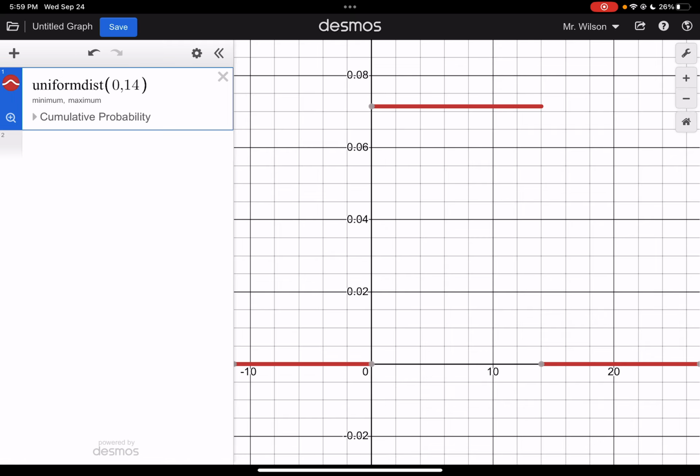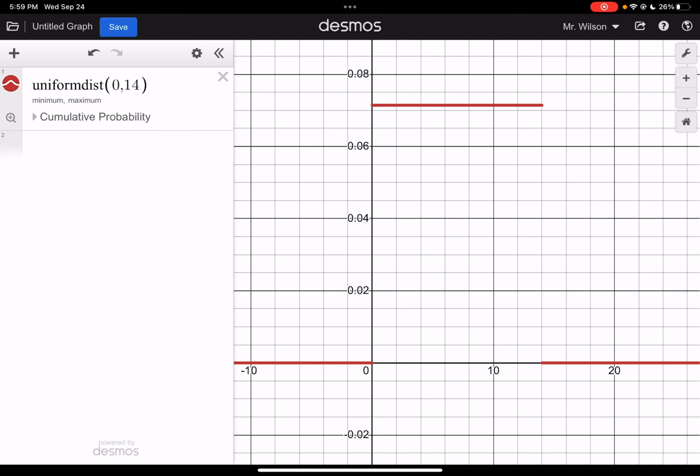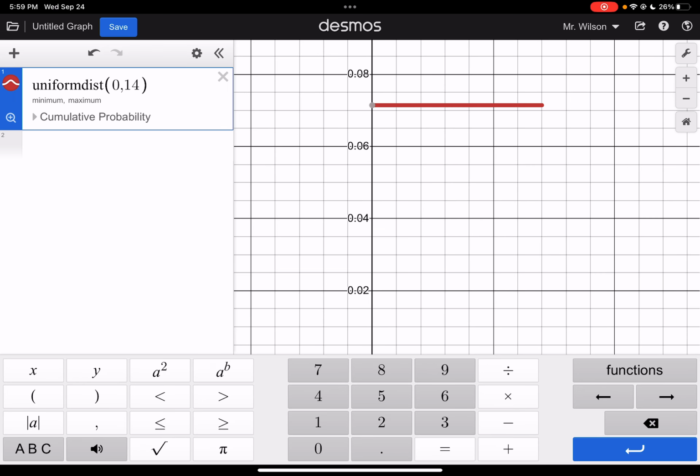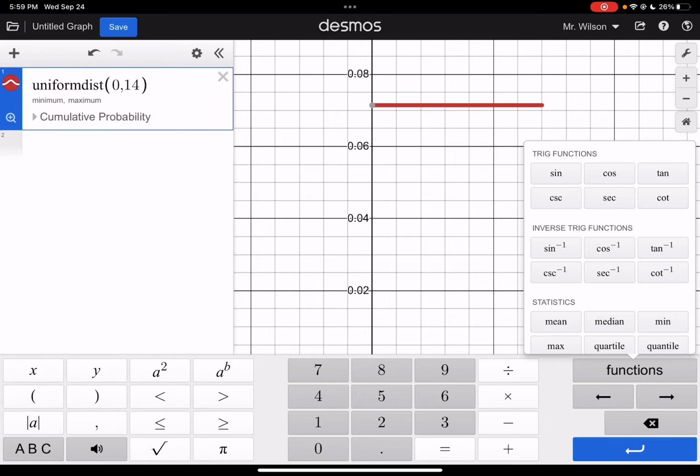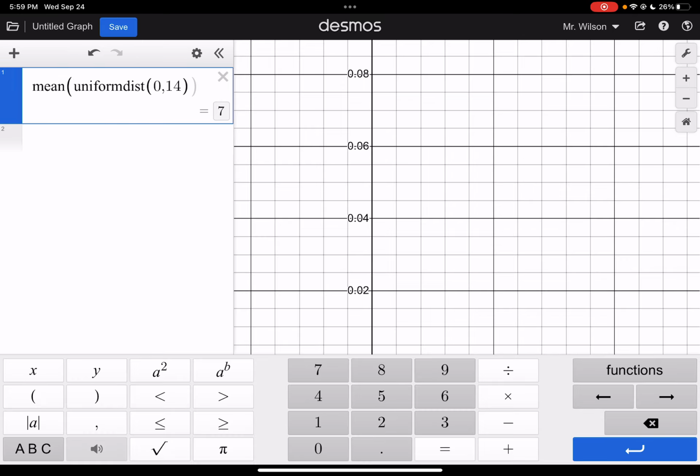There it is. So you can see we've got the line, right? This is the line of 1 over 14, and it goes from 0 to 14, right? And then the function dips back down again. We need the mean and standard deviation of this, the theoretical mean and standard deviation. So we could even just take the mean of this as is. So mean of that, and it tells us it's 7, which if you think about the calculation, it was 0 plus 14 all over 2. So it's 14 divided by 2, which is 7.